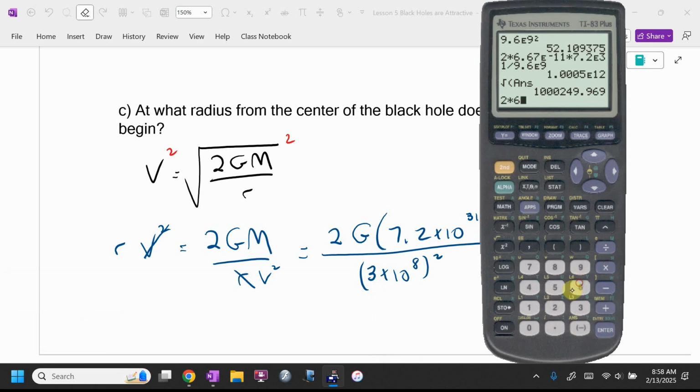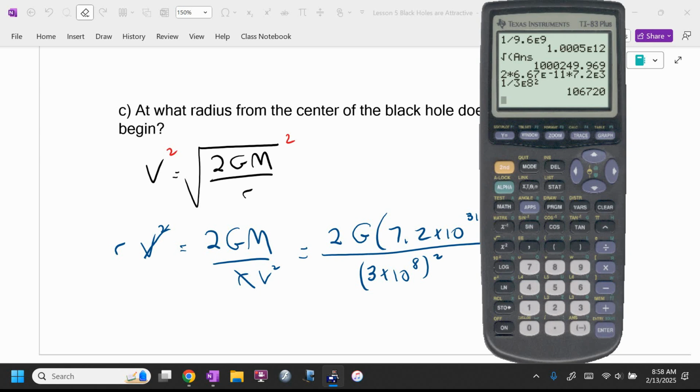Two times 6.67 times 10 to the negative 11 times 7.2 times 10 to the 31 divided by, let me look for typos, 2, good, good, 3 times 10 to the 8th squared. This is how small this star had to be compressed before it vanished from our sight, before light was no longer able to escape. This is where the event horizon begins. Liam, if you get any closer to this black hole than this, you're never coming out.